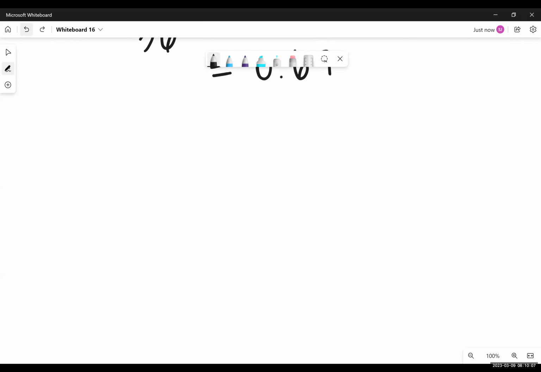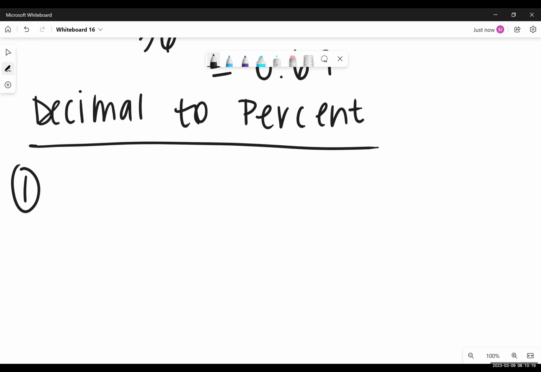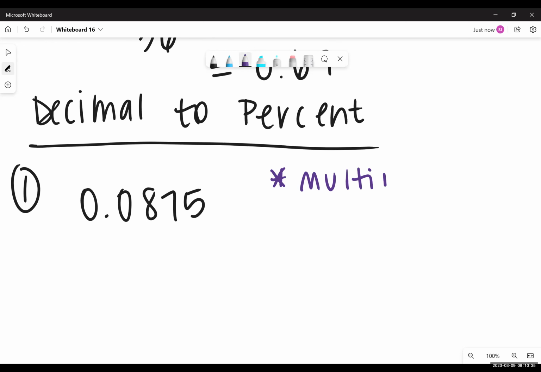Okay, so now decimal to percent. The way we go from a decimal to a percent, here's this example right here. Say we had 0.0875, which is actually like the tax on things usually. Okay, what we do is there's multiple different ways.